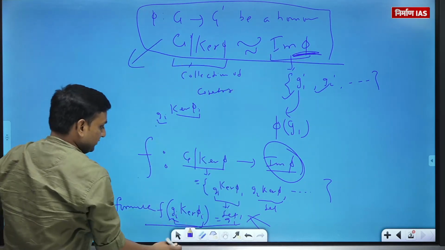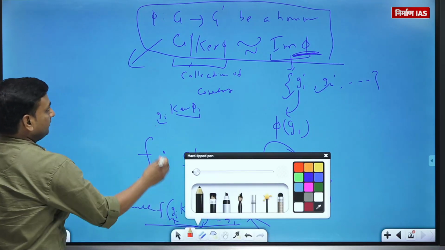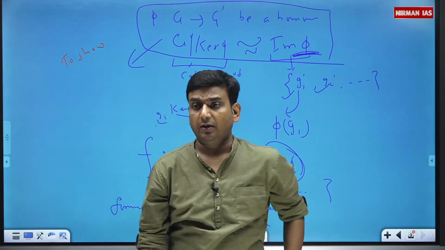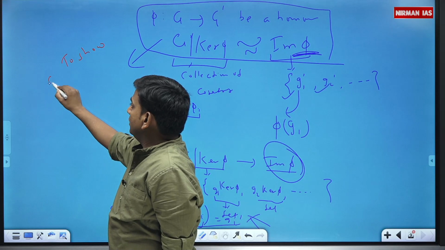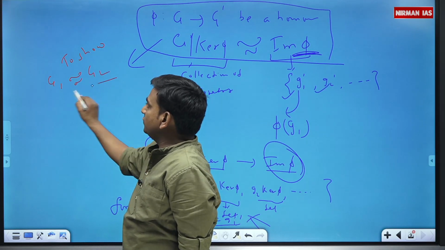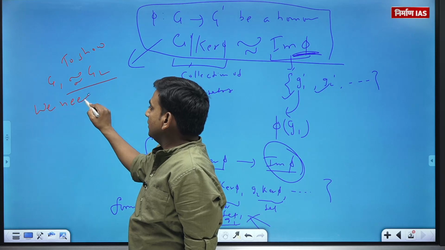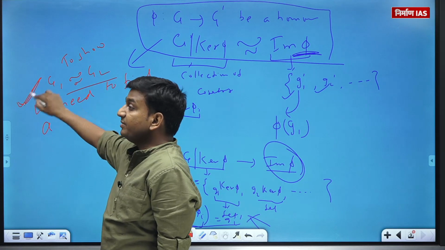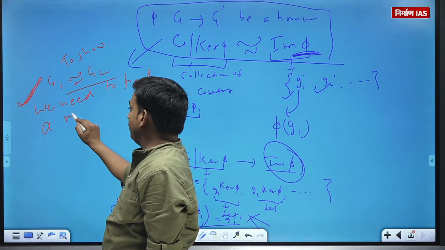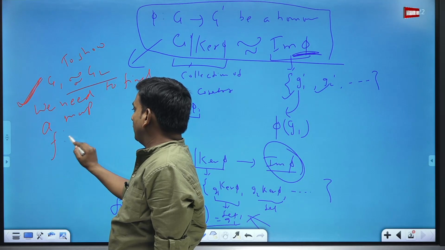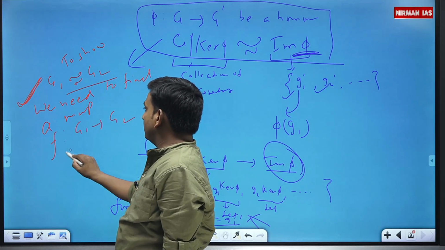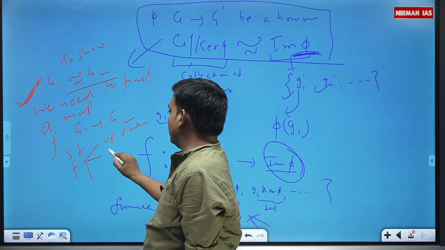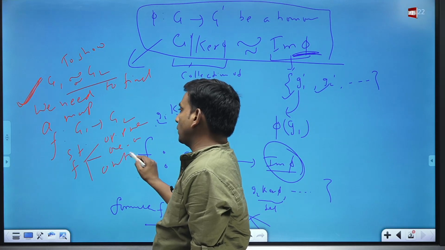So please, now I am just going to conclude this thing. Please have patience and listen carefully. To show G1 is isomorphic to G2, we need to find, please focus, this is coming from experience, we need to find a map F from G1 to G2 such that F is operation preserving, one-one and onto.